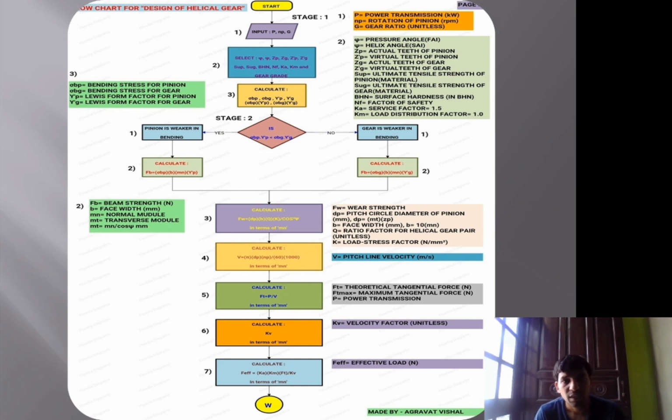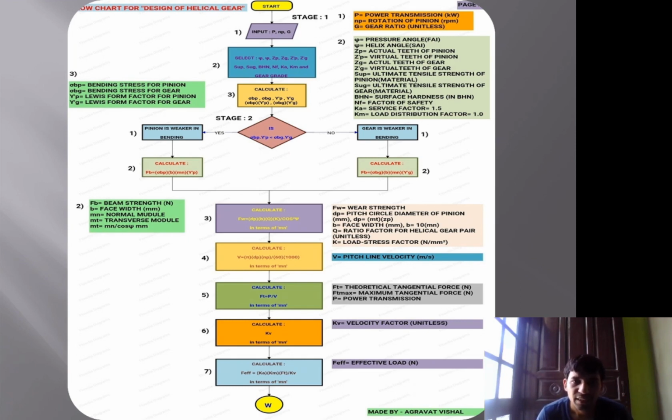Up to this point, the design procedure for the spur gear and the helical gear is the same, and similarly the design procedure for the bevel gear is also the same, but there are certain changes in these formulas that are mentioned in your design data book. So this is stage number 3.